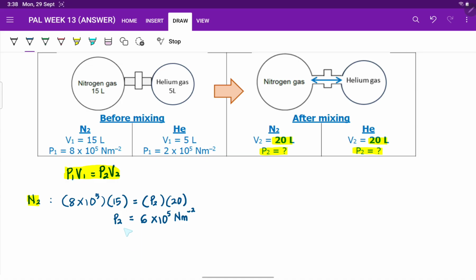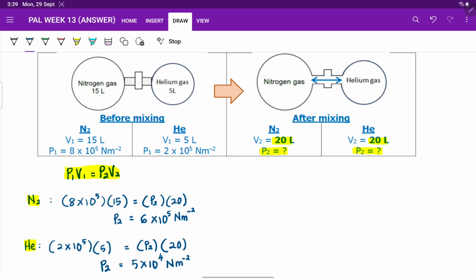So we're going to use the same equation to recalculate the pressure of helium. Use the same equation, and make sure to label and separate the calculation. Again, I do not change my pressure unit, so I maintain the unit of the pressure over here. For nitrogen and helium, the new volume is the same, 20 and 20. So here we will get the new pressure of helium as 5 times 10 to the power of 4 Newton per meter squared.